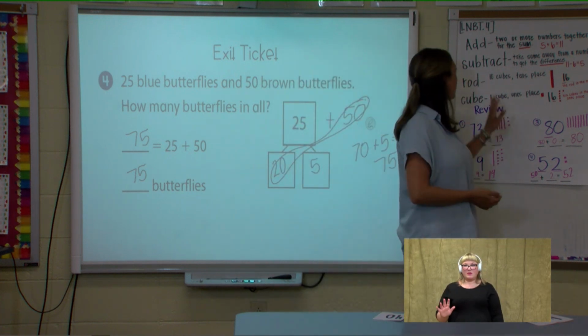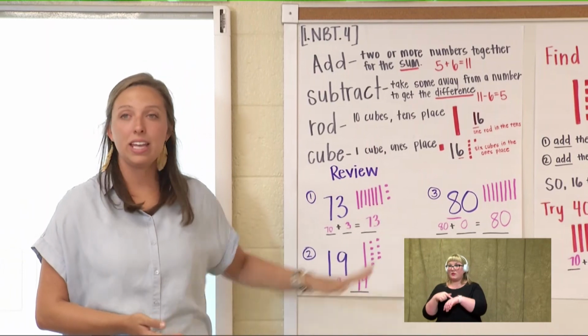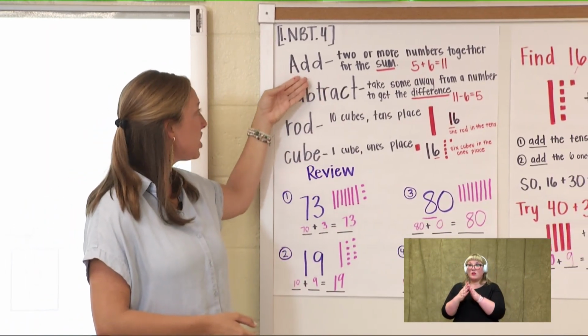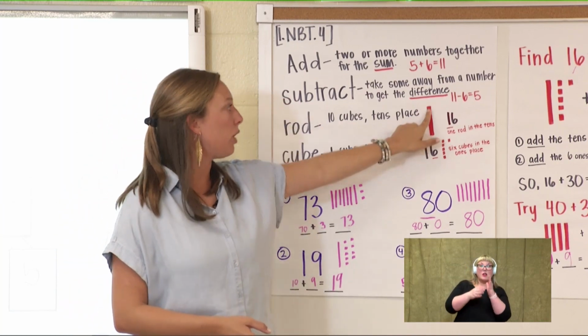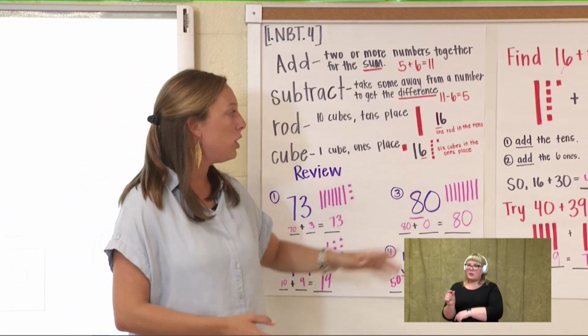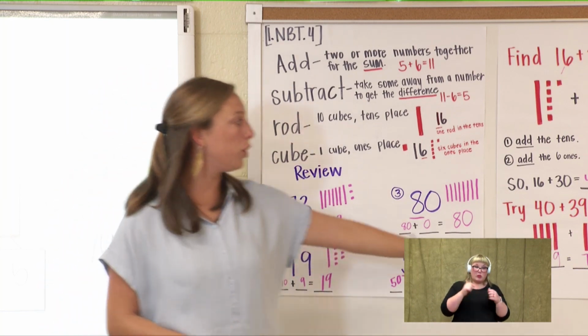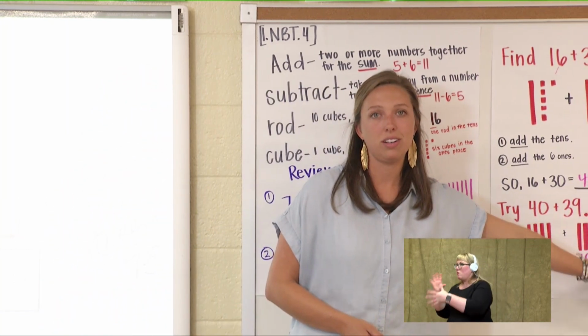Let's look over here one more time. We added by place value. We went over addition using our rods and our cubes. You can use either strategy by drawing it out or using your number bond.